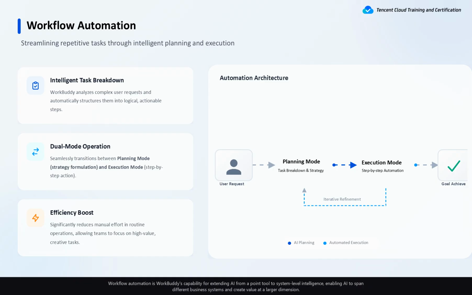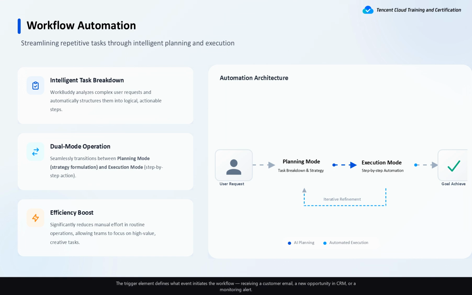Workflow automation is WorkBuddy's capability for extending AI from a point tool to system-level intelligence, enabling AI to span different business systems and create value at a larger dimension. WorkBuddy implements workflow automation through the chaining of three elements: trigger, AI decision, and action.